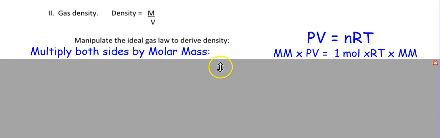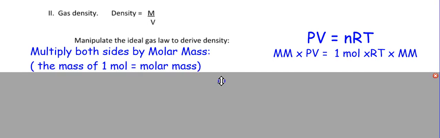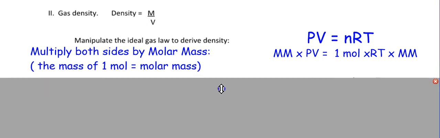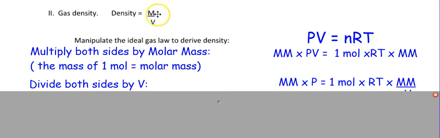Okay, and now what? Well, what do I have to do with volume? Oh, the mass of 1 mole is molar mass. There we go. I need to do something about volume. Why? Because I need to get volume in the denominator, don't I? So divide both sides by volume.